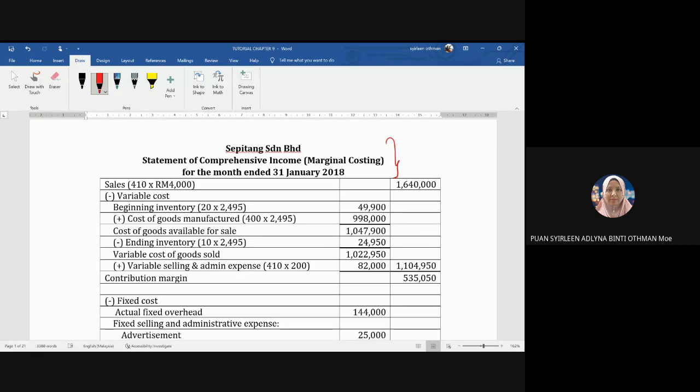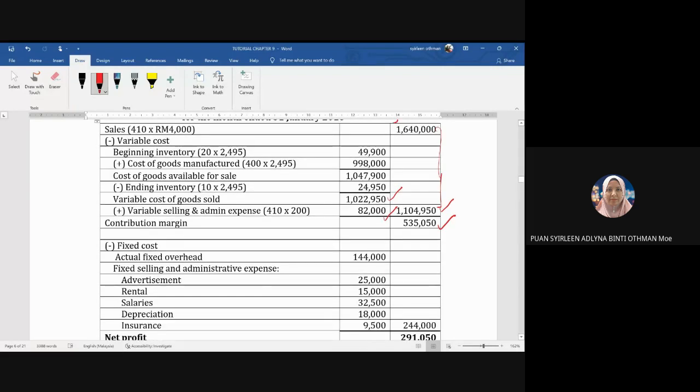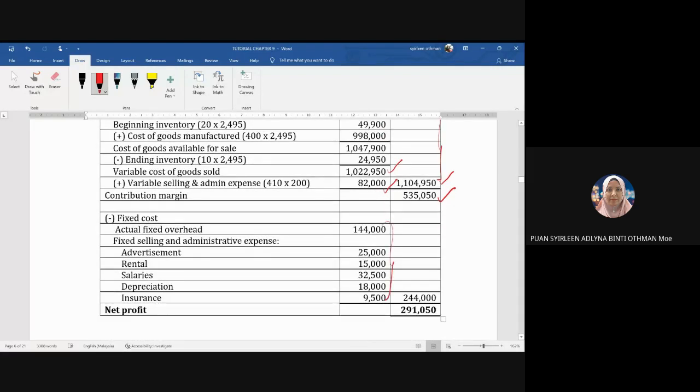Okay, alright, so you dapat kat sini sampai dekat variable cost of goods sold ni, we don't have any adjustment. Terus campur dengan variable selling and admin, you get your total of variable cost. Tolak ni dapat contribution margin. So dekat bawah tu minus all your fixed cost. So kita akan dapat 291,050 ringgit for your marginal costing. And this question dia tak minta reconciliation. And this is soalan PSPM.